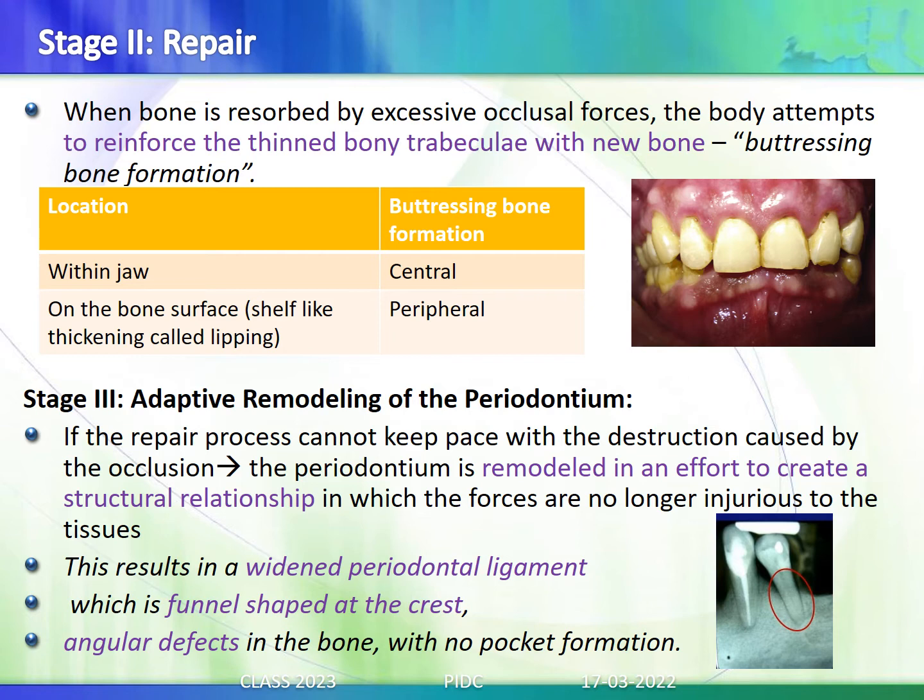Next, coming on to stage 3, that is adaptive remodeling of the periodontium. If the repair process cannot keep pace with the destruction caused by the occlusion, then the periodontium is remodeled in an effort to create a structural relationship in which the forces are no longer injurious to the tissues. So this results in a widened periodontal ligament, and it could result in a funnel-shaped region at the crest, and this might also result in angular bone loss, but again this is without pocket formation.